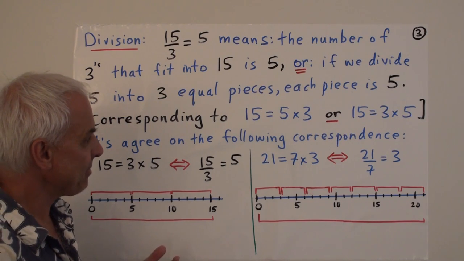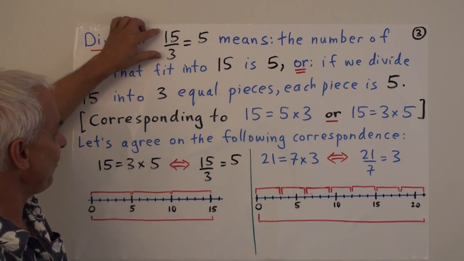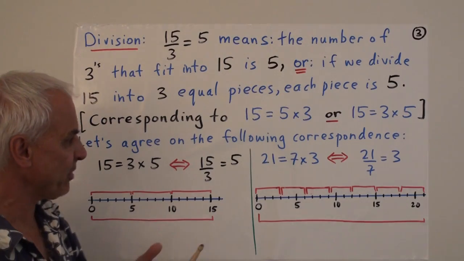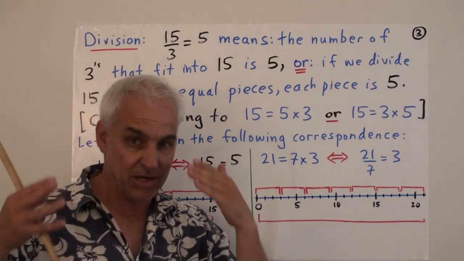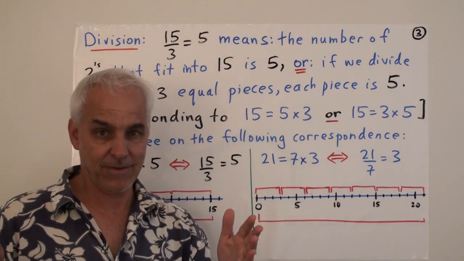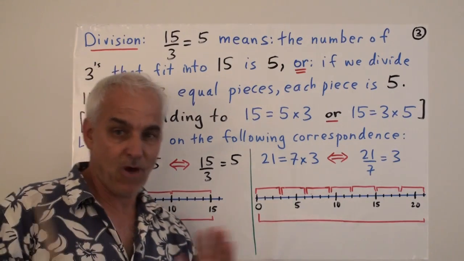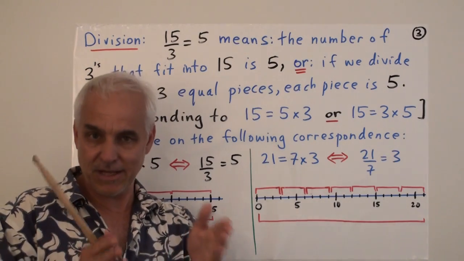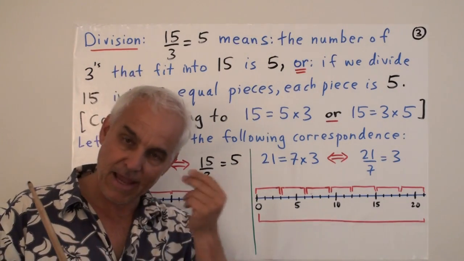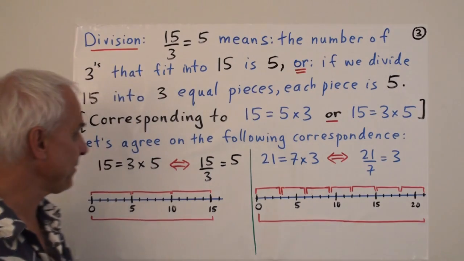So let's make an agreement about what this means. Let's choose one of these interpretations so we have a consistent way of thinking about what division is going to mean for us. And there's no right or wrong way here. It's just one way that's convenient for us to be consistent in terms of thinking about what division is.